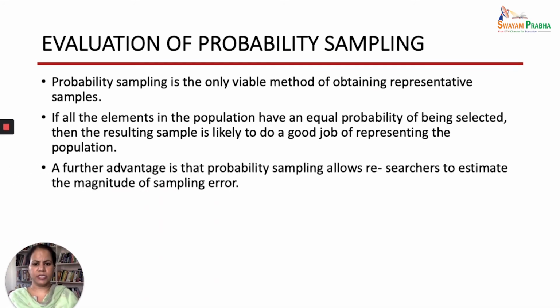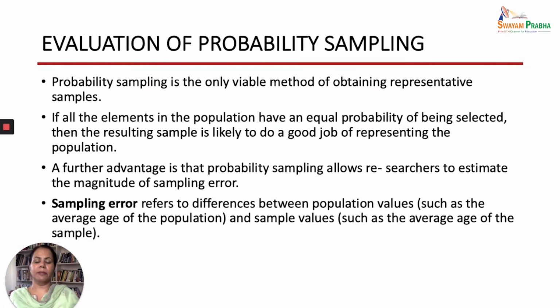A further advantage is that probability sampling allows researchers to estimate the magnitude of the sampling error. When we are using probability sampling, then we can calculate the sampling error, based upon the sample values, and we can calculate the values for the population. Sampling error refers to the difference between population values, such as the average age of the population, and sample values, such as the average age of the sample. So based upon the sample's value, we can calculate the sampling error.